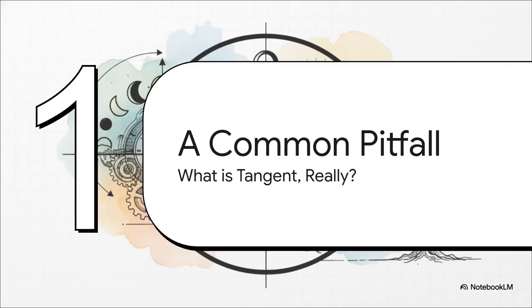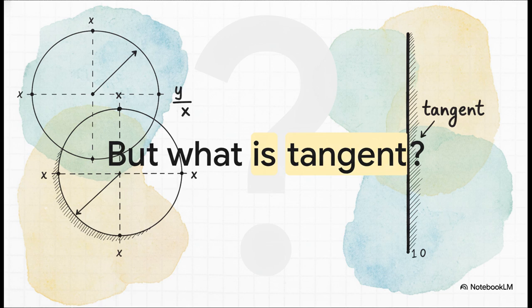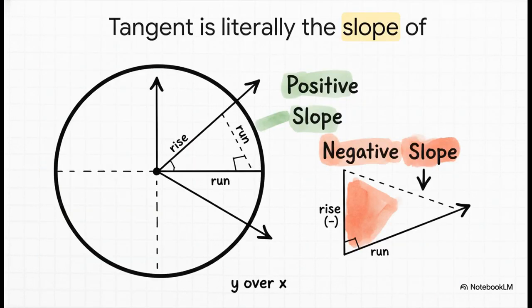Now, before we move on, I want to address something that trips up so many people. Sine and cosine as x and y, that feels pretty intuitive. But tangent, it can feel a little abstract. So I want to give you a super simple visual way to think about it. So what is tangent, really? I mean, yeah, we know it's y divided by x, but what does that actually represent when you're looking at the circle? Here it is. This is the key insight.